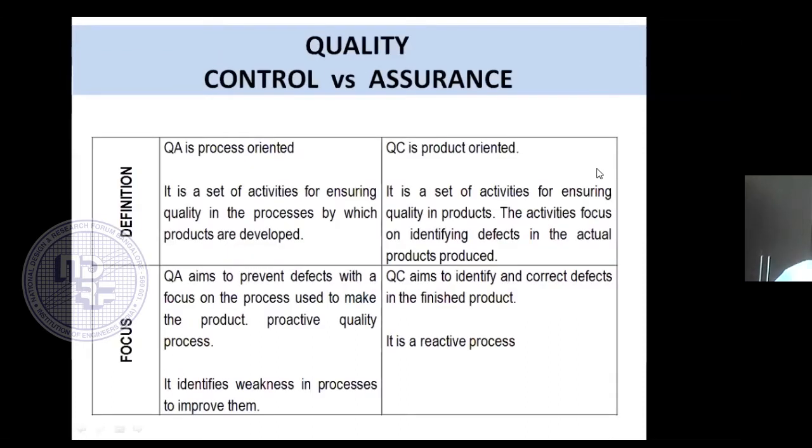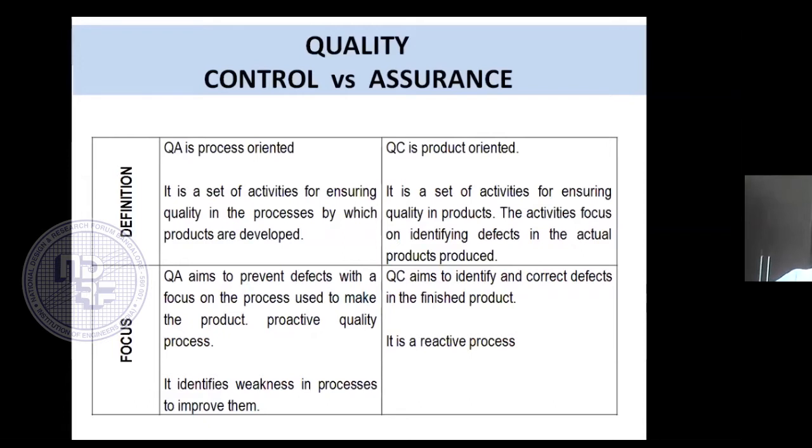Now let us see these words, quality control and quality assurance. These terms are used quite interchangeably in the industry, but we'll see what exactly these two terms mean. Quality assurance is something which is process oriented, which is nothing but a set of activities which ensures that the processes are controlled so that the products which come out of those processes are of the highest quality. This is what is quality assurance.